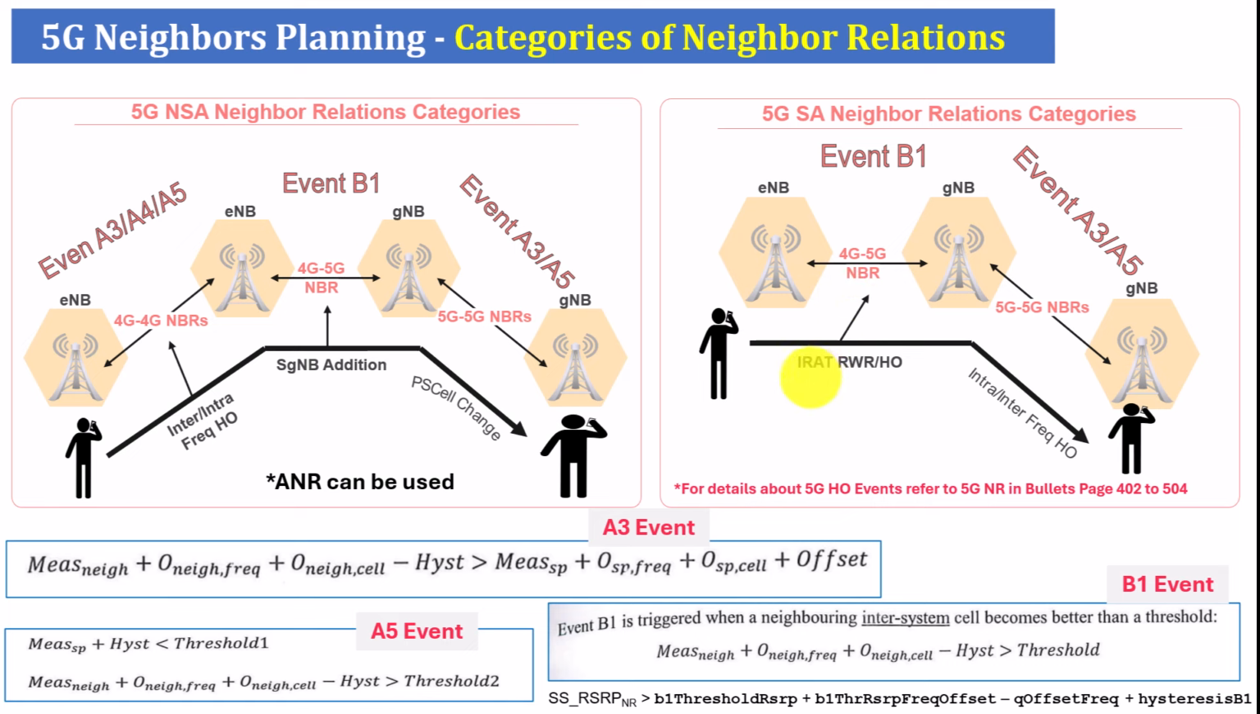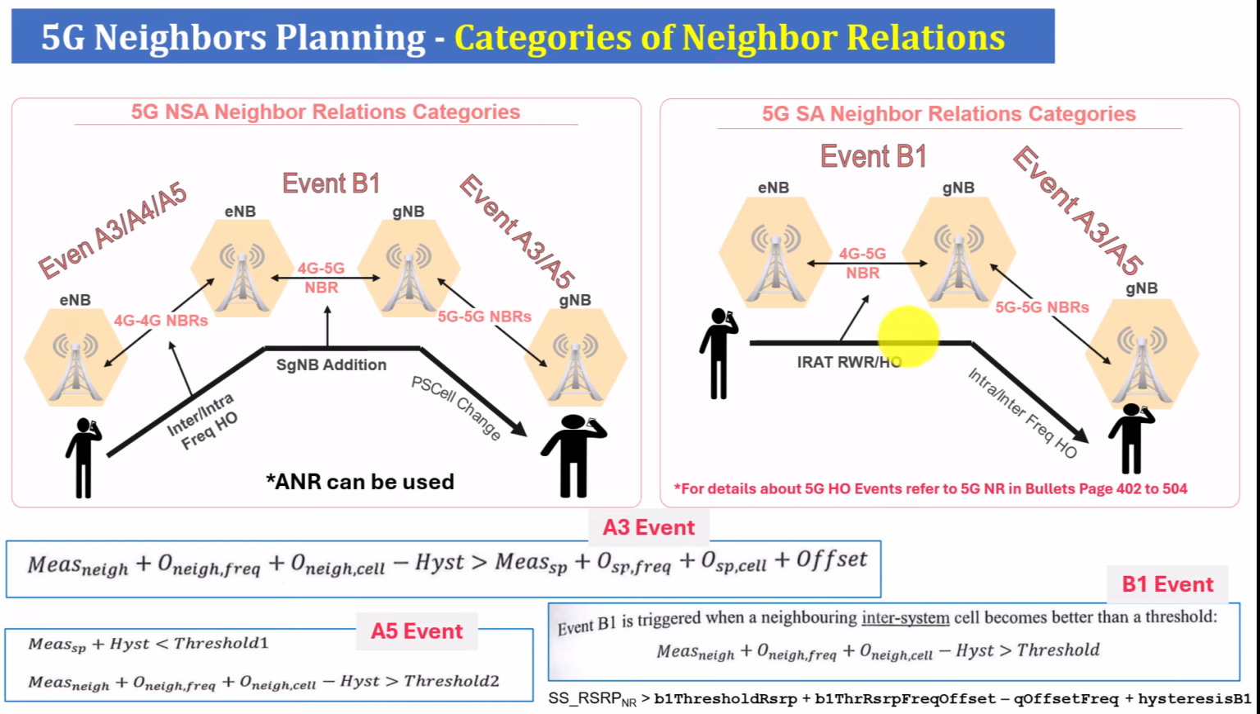This is required for IRAT, either release with redirection or handover, and this is based on event B1 and sometimes B2 as well. And from G-node B to G-node B, it just requires the normal intra-frequency or inter-frequency handover, which uses events A3 and A5. It's more simplified because we don't have this section where we need additional relations between 4G and 4G and so on. So it's mainly like the normal legacy.